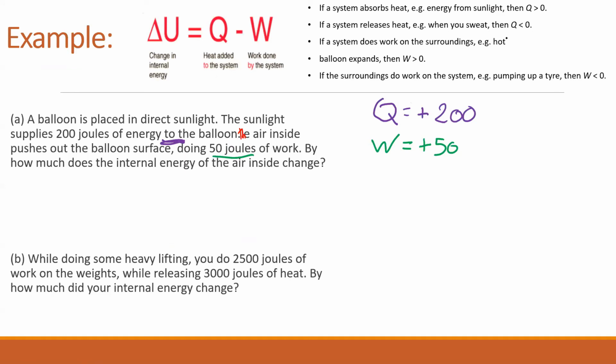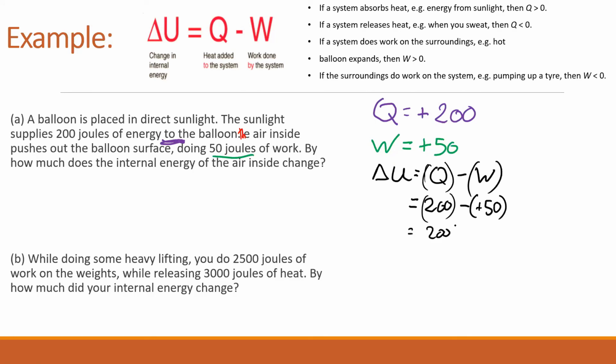Let's do this formula. The formula is delta U equals Q minus W. That's going to be Q is 200 minus 50, which is going to be 200 minus positive 50, equals 150 joules. That's how much our internal energy changed.